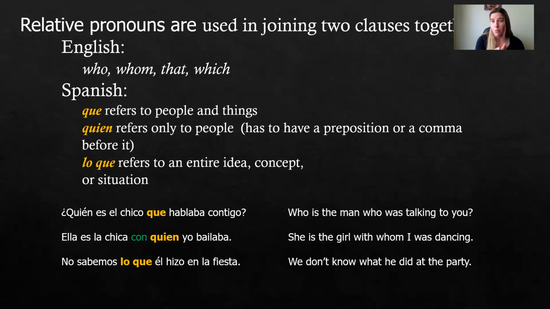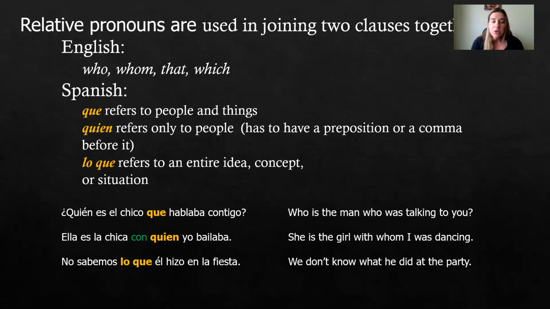So that's how we know when to use que or quien, and I'll show you an example in a minute. And then the last one is lo que, which means that which, and it refers to an entire idea or concept or situation. We don't use that one very often because we definitely don't speak like that in English.